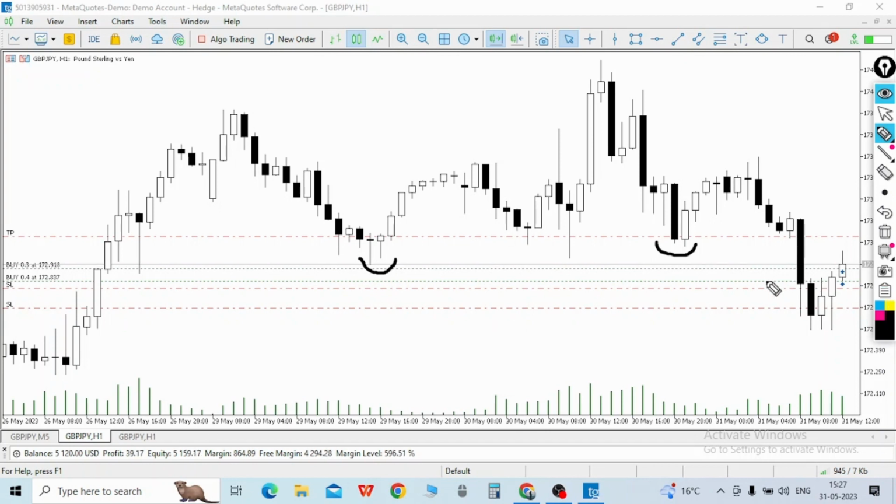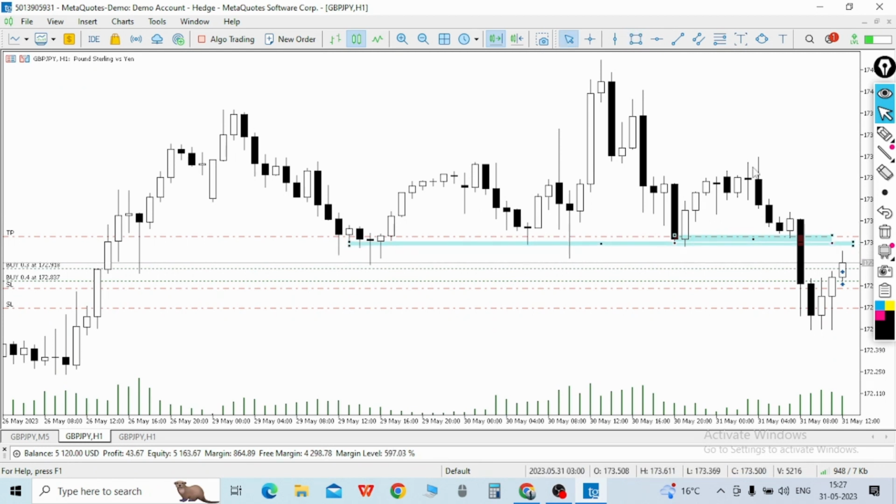Now when it breaks here, I want it to retest this structure. To retest this structure, it needs to go to at least this level, or at least mini to mini this level. So these two levels are the break of structure levels.